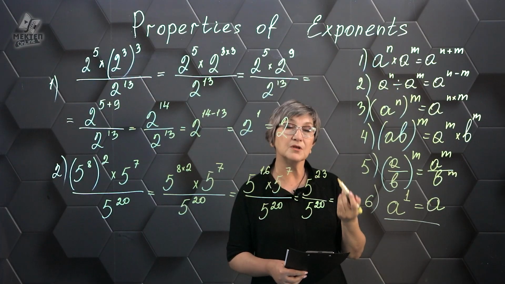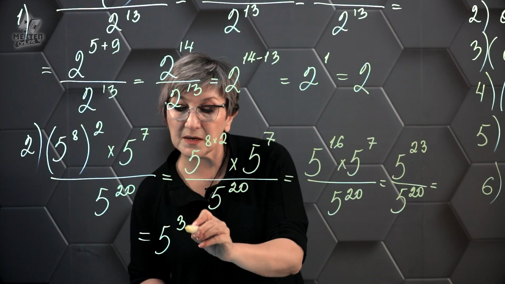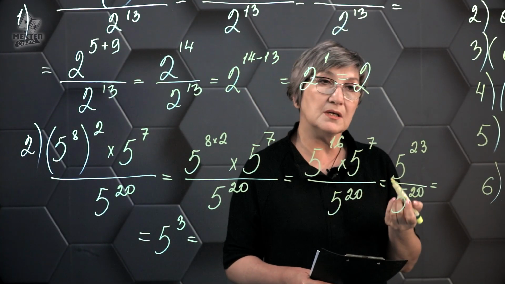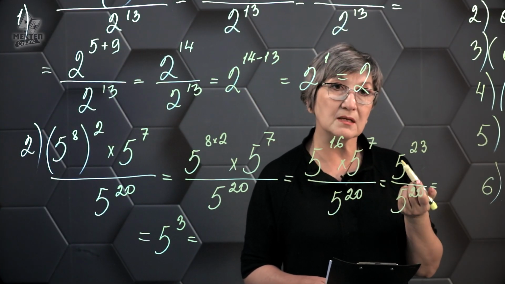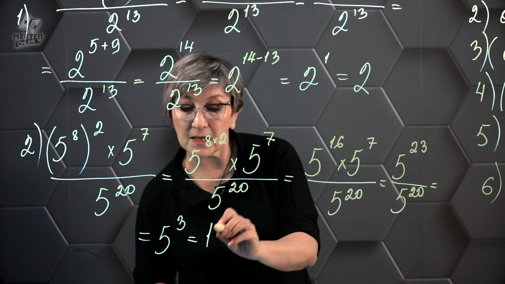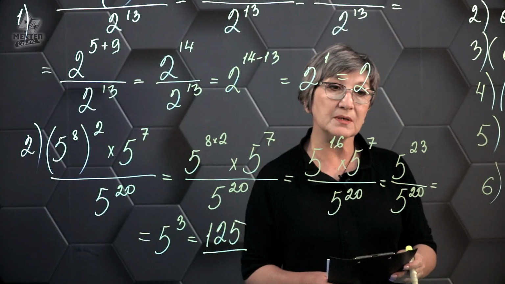In this case, we again apply the second property. And you can see that the result is 5 to the power of 3, and 5 to the power of 3 can be calculated. 5 times 5 is 25. 25 times 5 is 125. That will be our answer.